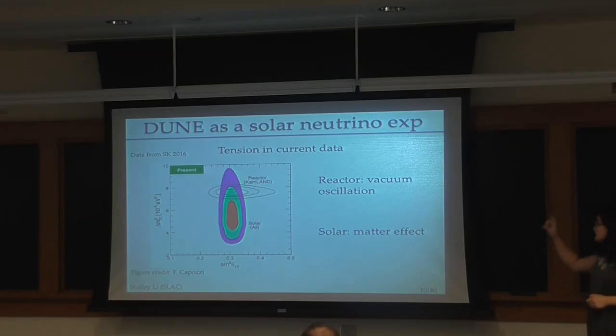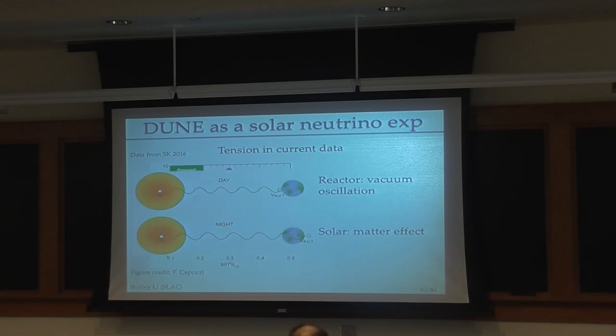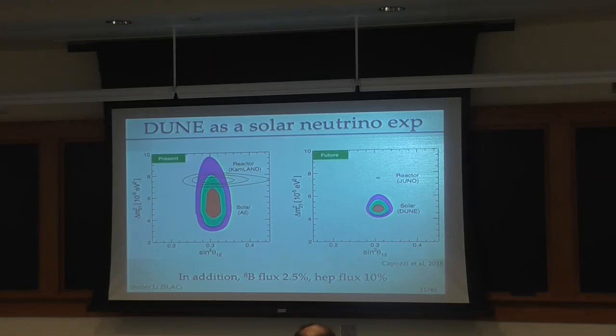And another point about this discrepancy is that it has existed in the dataset for many years. With the current generation experiments, the solar experiments are dominated by the Super-K day-night effect, and Super-K has been running for 20 years. So just a few years more statistics will not resolve this tension, and this is something that we just want to test. And we realized that DUNE can actually carry out amazing measurements for solar neutrinos.